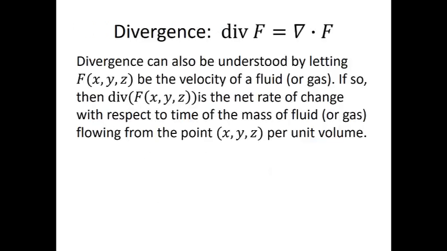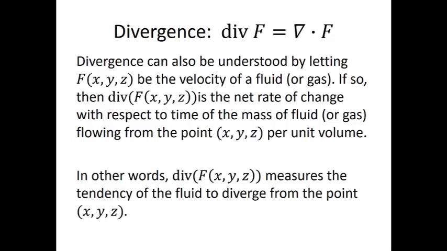So let's see how we can understand the divergence. Divergence can also be understood by letting F be the velocity of a fluid or a gas. And if so, then the divergence of F is the net rate of change with respect to time of the mass of the fluid or the gas flowing from the point XYZ per unit volume. In other words, the divergence of F measures the tendency of the fluid to diverge from the point XYZ.